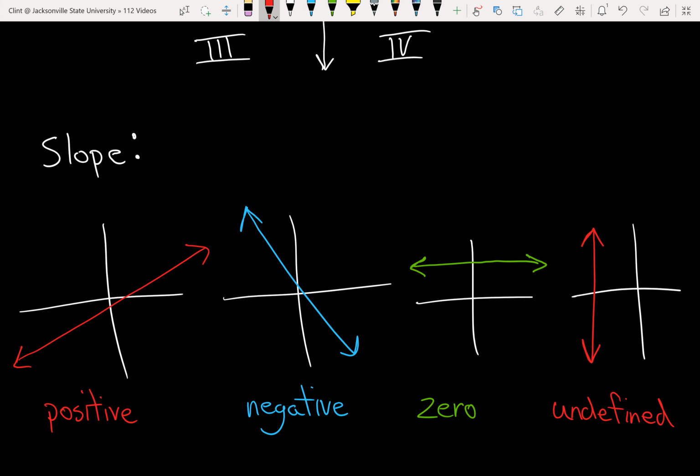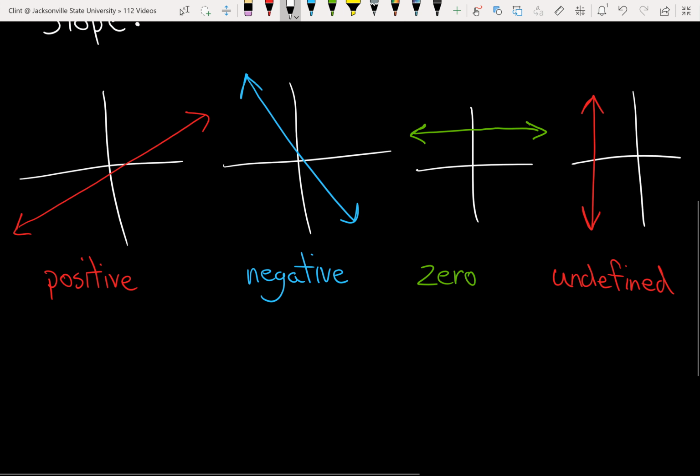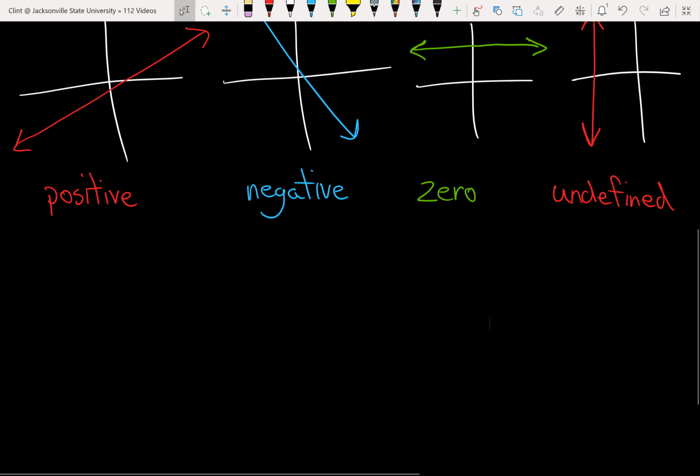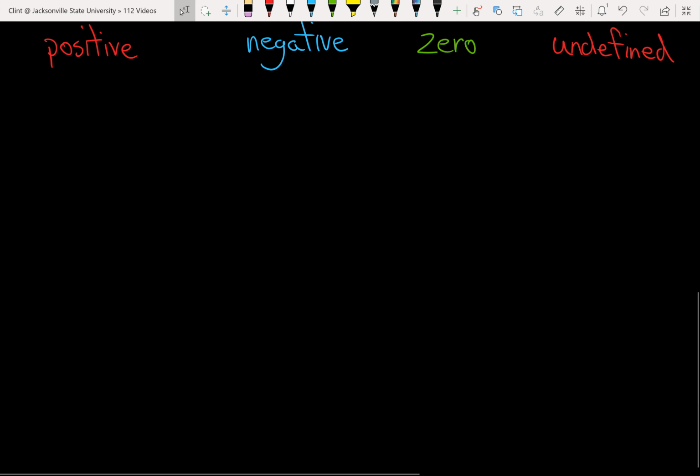Okay. So if you see a graph, you need to be able to tell if it has positive slope, negative slope, 0 slope, or undefined slope by looking at how it rises from left to right. We also want to be able to calculate the slope of a line. So remember, we're looking at how a line goes up and down when we move from left to right.